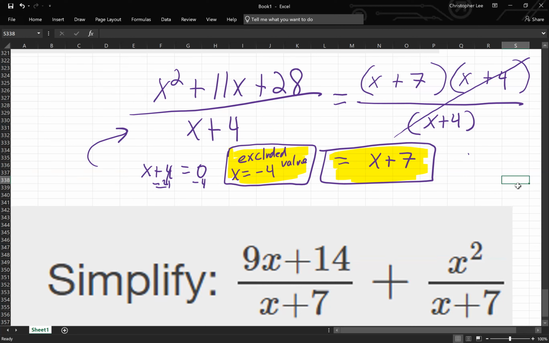Has to be what adds up to 9 and multiplies to 14.